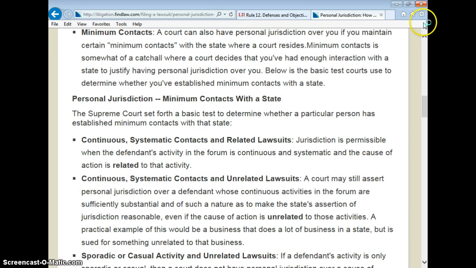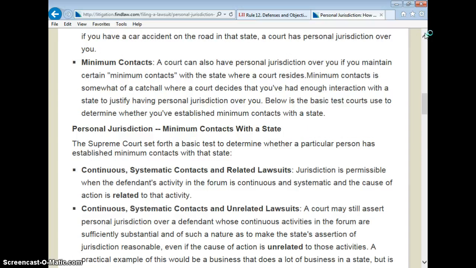Minimum contacts. A court can also have personal jurisdiction over you if you maintain certain minimum contacts with the state where a court resides. Minimum contacts is somewhat of a catch-all where a court decides that you've had enough interaction with a state to justify having personal jurisdiction over you. Below is the basic test courts use to determine whether you've established minimum contacts with a state.